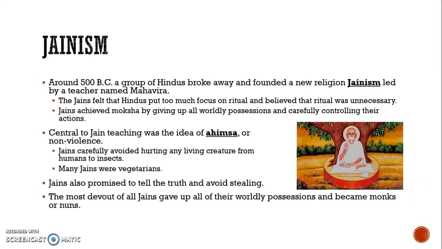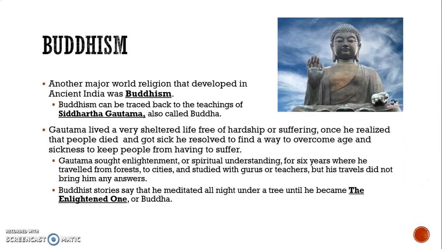The center of Jain teaching is ahimsa, or non-violence. Jains carefully avoided hurting any living creature, from humans to insects. In the picture on the right, you can see that he has a mask over his face. Most Jain monks tried to avoid even inhaling any bugs by wearing masks. Many Jains were also vegetarians. They promised to tell the truth and to avoid stealing, and the most devout of all Jains gave up all of their possessions to become monks and nuns.